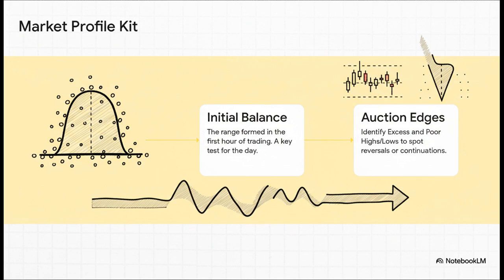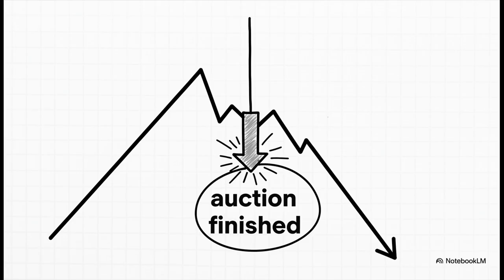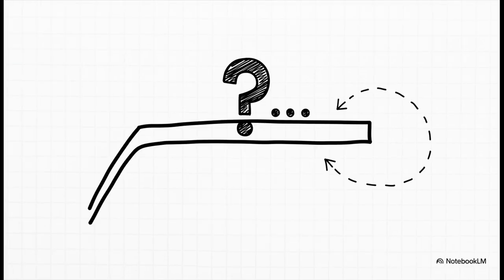Okay, so when you see excess on a chart, it usually looks like a long tail at a high or a low. That is a huge clue. It means the auction at that price was fast and decisive. The price was aggressively rejected. This is a big signal that we might have a turning point, telling you the auction in that direction is probably done.